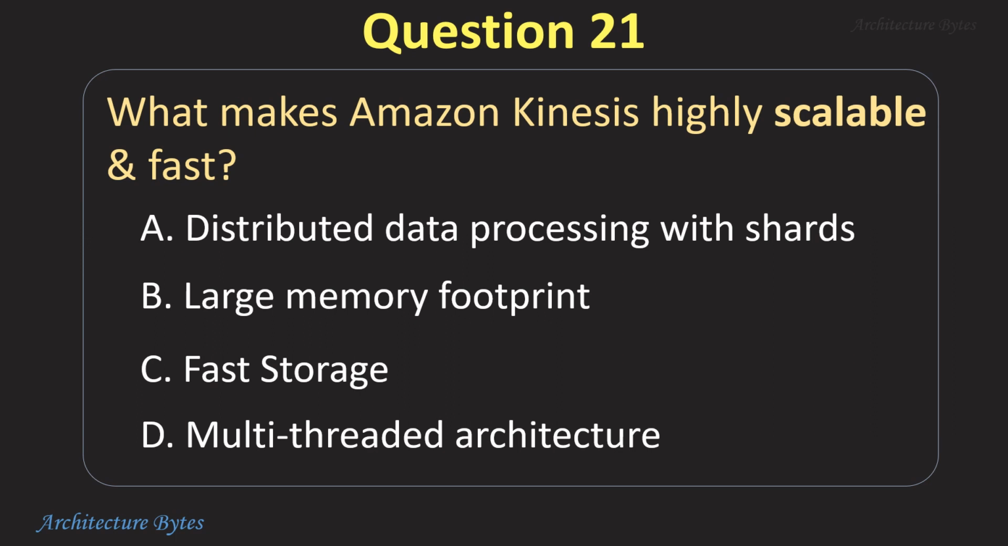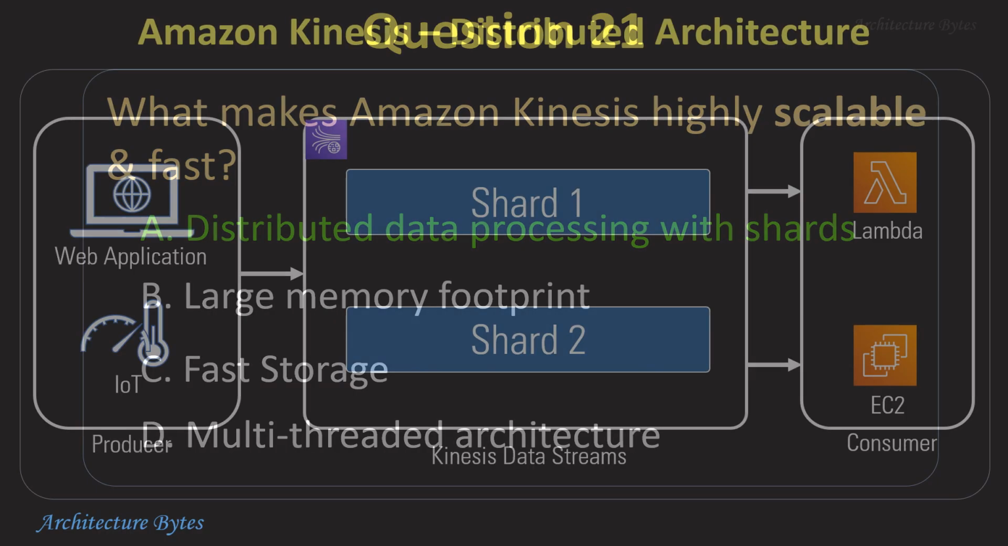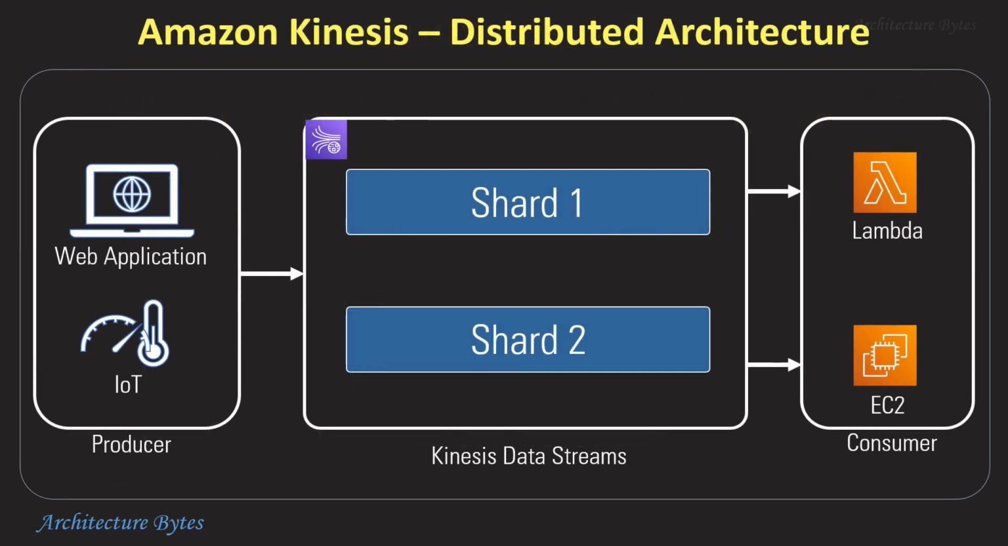What makes Amazon Kinesis highly scalable and fast? Kinesis has a distributed architecture which allows it to distribute data processing workload across multiple resources. The data stream is spread across multiple shards and each shard can be processed independently in parallel. This capability enables Kinesis to handle high data ingestion rates and process large volumes of data in real time.